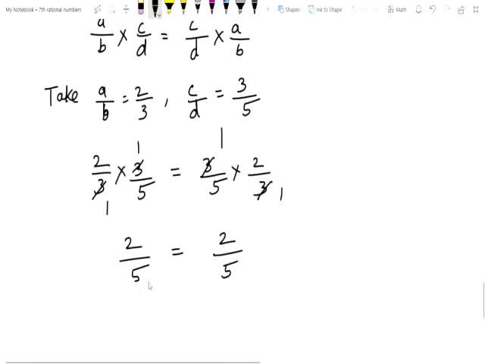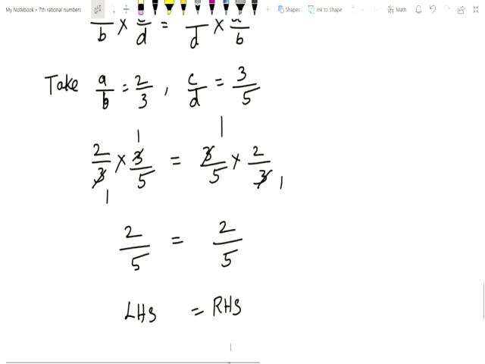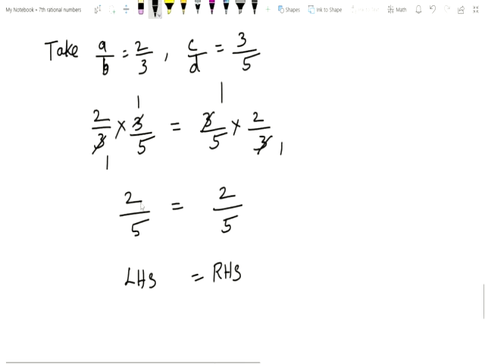Here both the sides are equal. LHS equals RHS. So hence verified. So the commutative law is true for multiplication of rational numbers. Do you understand, children? Thank you, children.